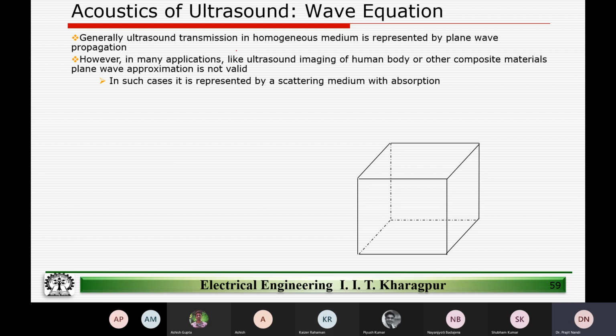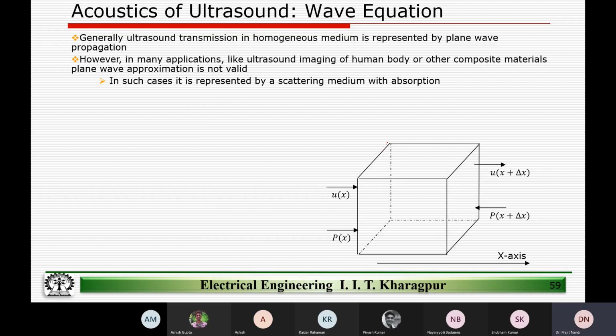So generally, ultrasound transmission in a homogeneous medium is represented by a plane wave, right? Plane wave propagation, which we talked about. In many applications like ultrasound imaging of the human body or composite materials, the plane wave approximation is not valid. In such cases, we will represent it by a scattering medium with absorption. Just like I said, not all of the wave will be propagating from one direction to the other. If it hits an object, some portion of it will be reflected and some portion of it will be transmitted. So we are going to look into that relation also.